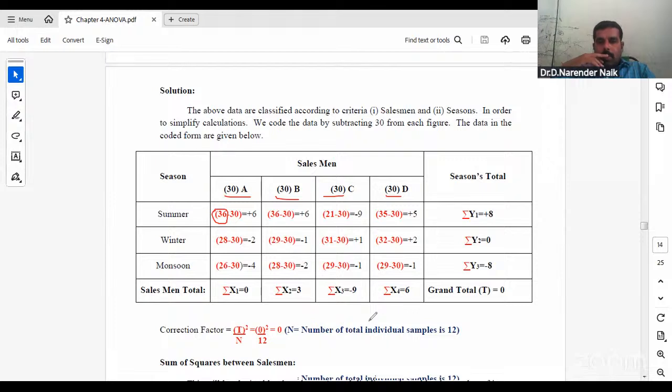31 minus 30, plus 1. 32 minus 30, plus 2. 26 minus 30, minus 4. 28 minus 30, minus 2. 29 minus 30, minus 1. 29 minus 30, minus 1. So in this way, you are going to get the values. So you observe carefully. See, plus 6 plus 6, 12. Then plus 5. 12 plus 5, how much? 17. 17 minus 9, plus 8.